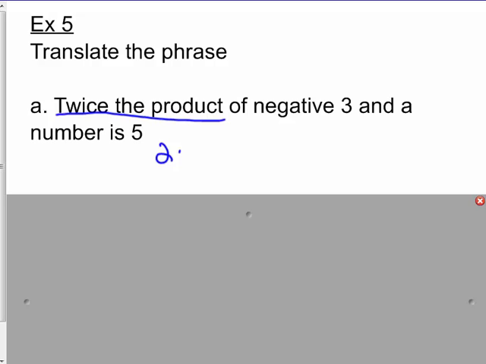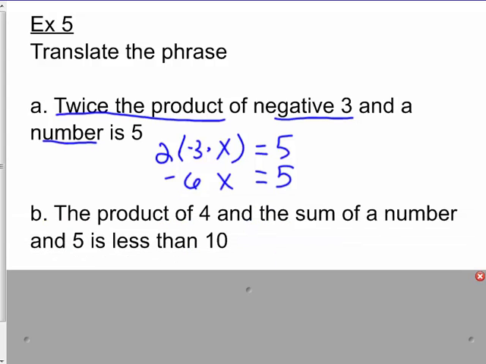In this case, the product of negative 3 and a number. Do I know what number it is? No, so I'm going to use x here. So I have the negative 3 and a number, that's x. Is, that means equals, and 5. At this point, I could be done. If I wanted to simplify it a little bit, I could. But for right now, we could leave it just like that, and that would be fine. If we did simplify it, negative 6x equals 5, and then we could solve it from there, of course. In this case, you don't have to solve it for this one.